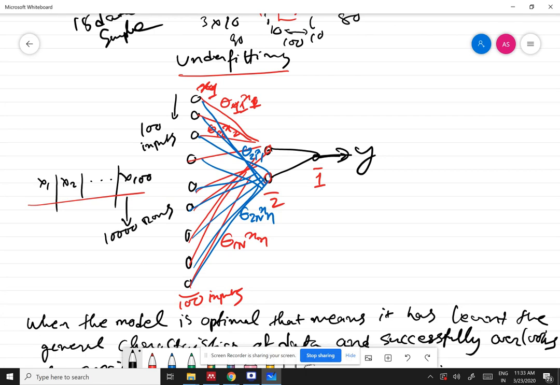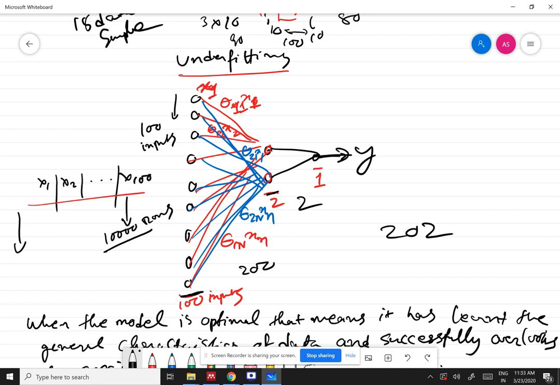Now the model has a sufficient number of samples. Suppose there are 10,000 rows in this sample, you have 100 columns in the inputs, and then you have two neurons here. So the total number of thetas to be trained is 200 here, and only two here. So the total is 202 theta values, or 202 weights, which have to be trained to get the final output.